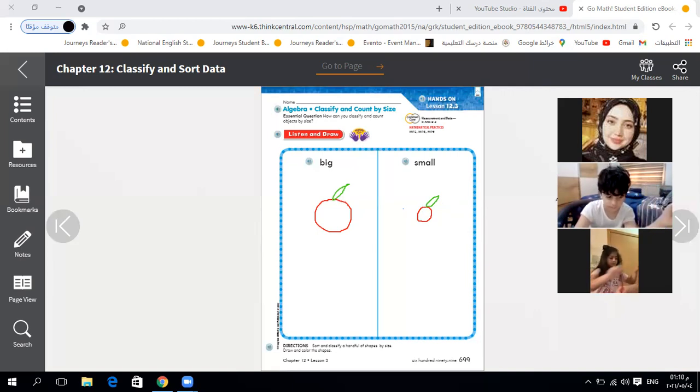So we have different sizes. I'm going to sort them by size, the big size in the right category and the small size in the right category, okay? Okay. Do it. Draw two apples, the one is big and the other is small. Bravo, Hala. Come on Amir, hurry up.